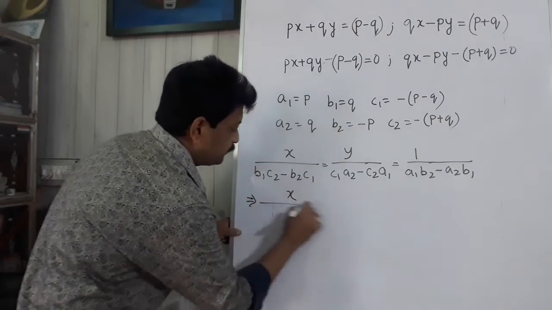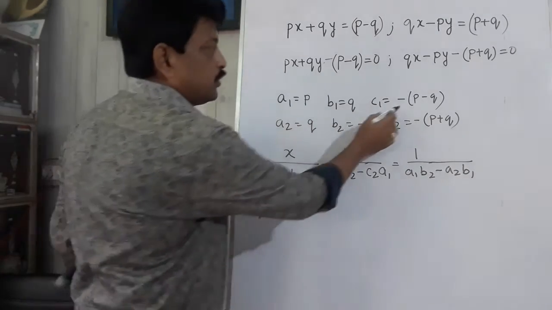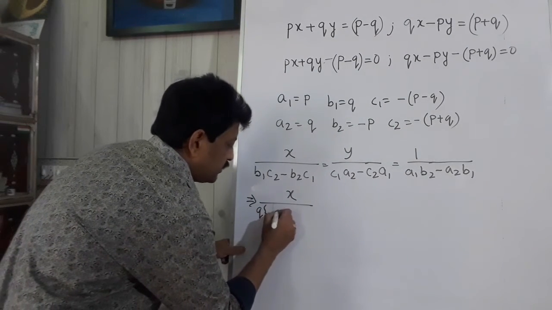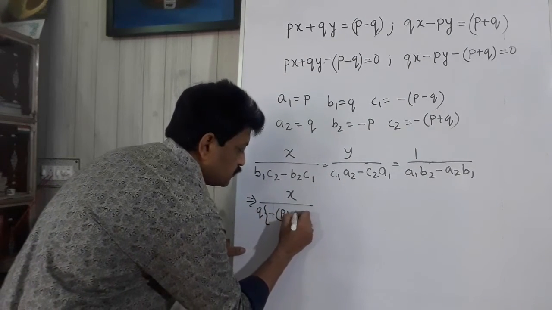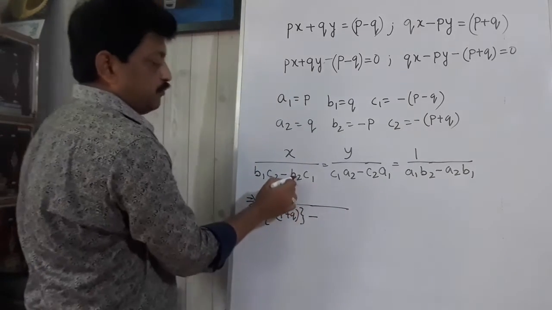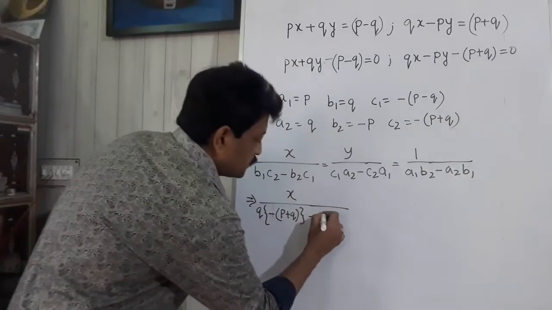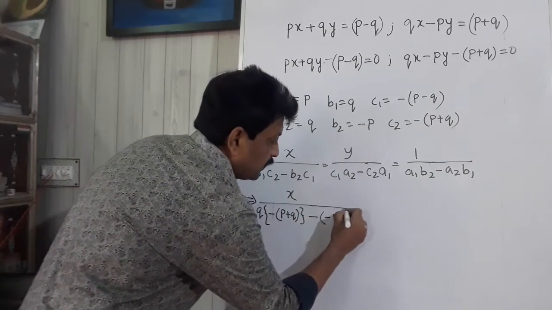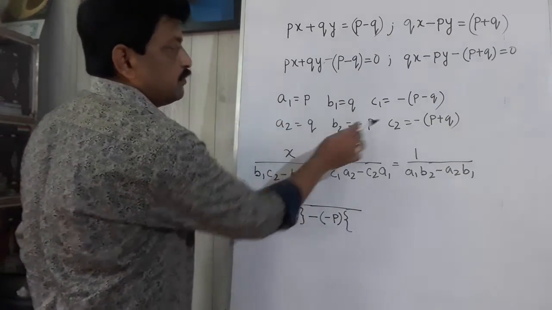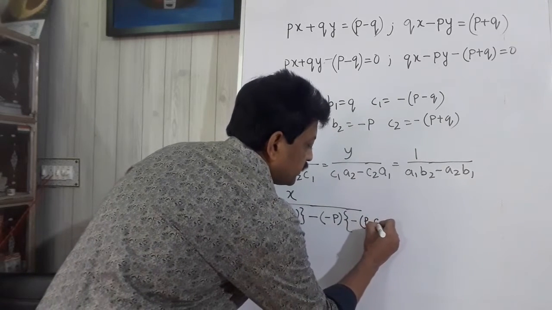So x upon, what is b1? b1 is q. c2 is minus of p plus q. So second bracket, minus of p plus q, second bracket close. Minus b2 c1. b2 is minus p. So minus p. And c1 is minus of p minus q.